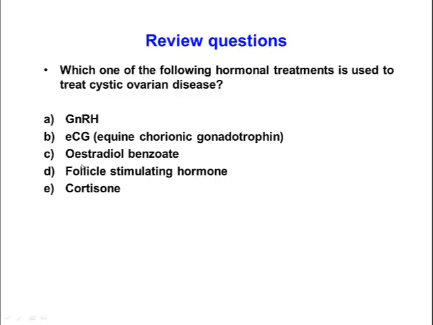FSH, we've already talked about that it wouldn't generally be used for cystic ovarian disease, because it's going to increase follicular development, and what we want to do is induce ovulation. Cortisone is inhibitory of luteinizing hormone, so it wouldn't be wise to administer cortisone.